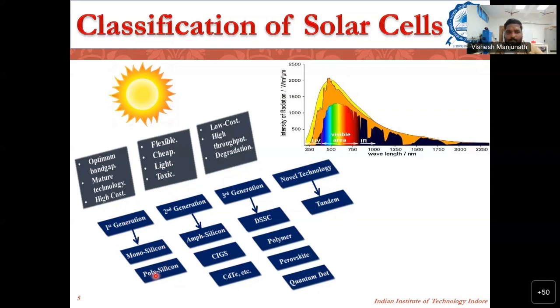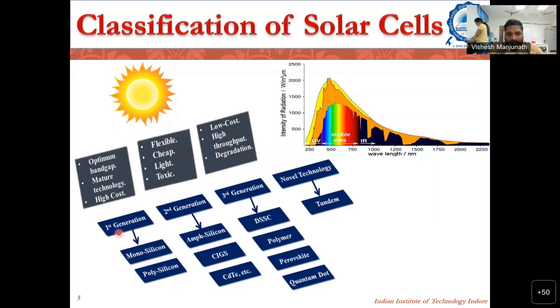If you install panels and make a solar farm, the amount of money you invest and the time you break even is 5 years. So the profit you get is after 5 years. So to reduce the cost, people again shifted to second generation solar.